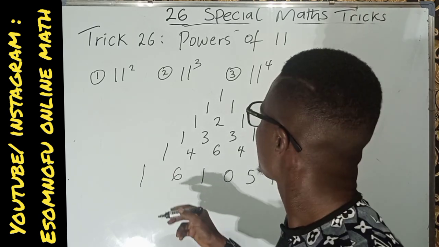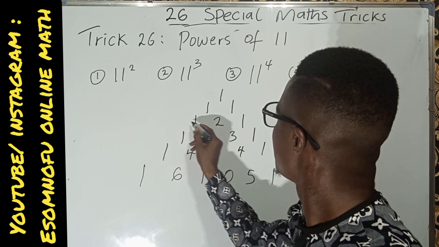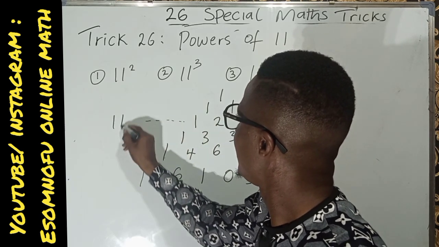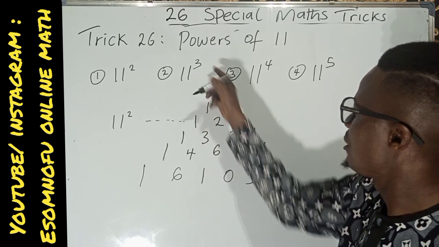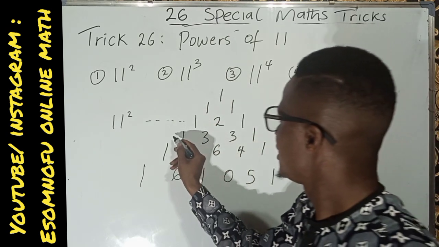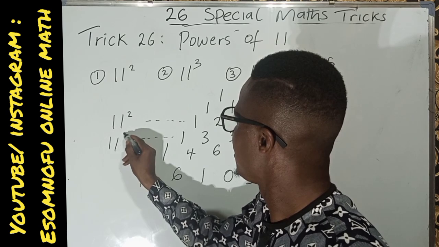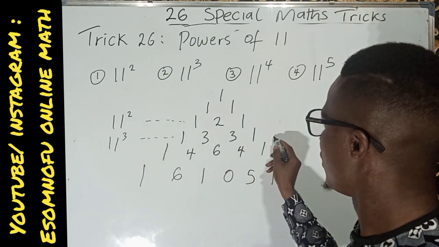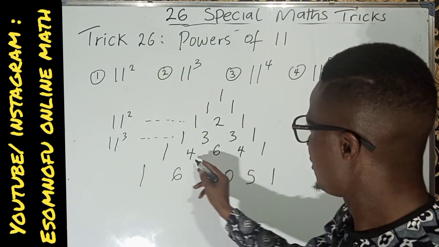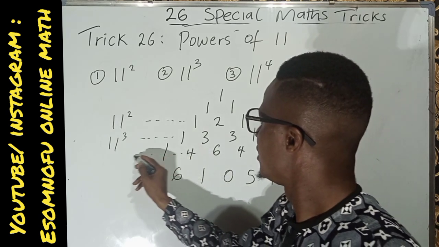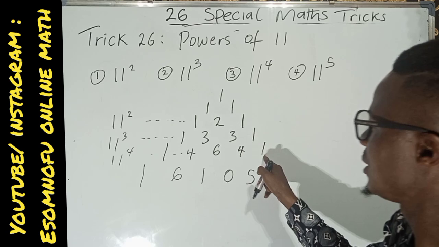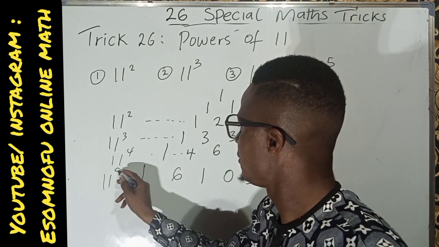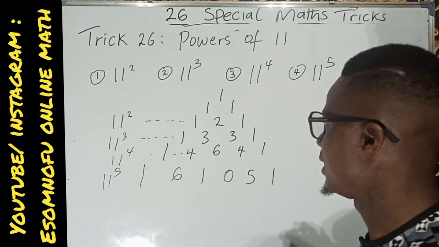For 11 squared, this is where you are seeing 2. Therefore, 11 squared is 121. For 11 to the power of 3, this is where you see 3 first. Therefore, 11 to the power of 3 will give you 1331. 11 to the power of 4, this is where I'm seeing 4. So 11 to the power of 4 will give me 14641. Then this is 11 to the power of 5, and it continues like that.